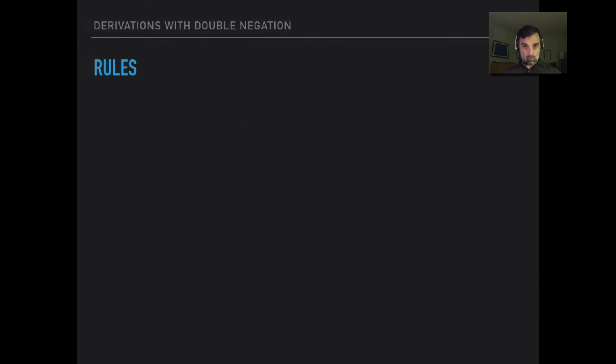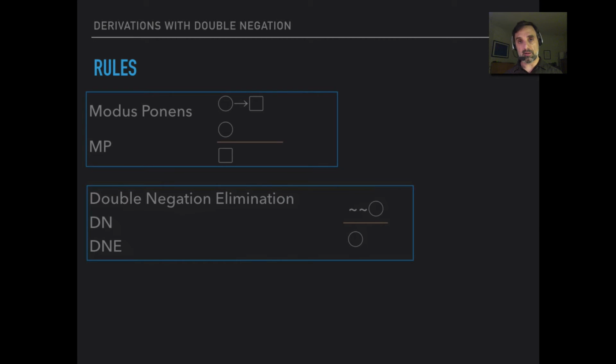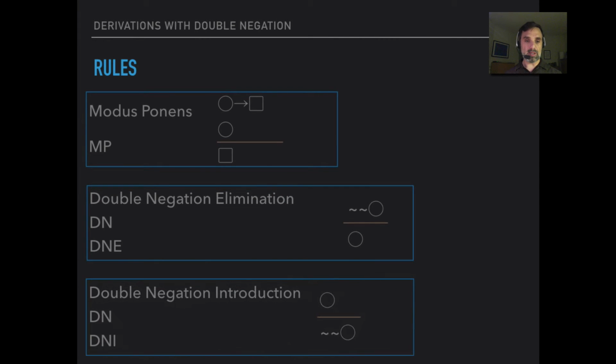So we now have three rules in our system. We have the modus ponens rule, MP. We have double negation elimination, DN or DNE. And we have double negation introduction, DN or DNI. And here in these rules, I put circle and square to emphasize that it doesn't matter what circle is. If circle is a sentence letter, this works. If circle is something bigger than a sentence letter, it works. So for any sentences, circle and square, any sentences whatsoever, these patterns are valid patterns, and we can use them as rules in our derivations.